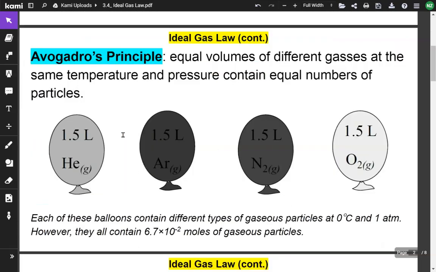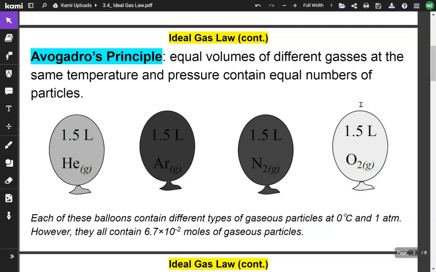All right, so let's talk about Avogadro's principle. Yes, it's the same Avogadro that developed the 6.02 times 10 to the 23rd. That same guy. So Avogadro's principle is equal volumes of different gases at the same temperature and pressure contain an equal number of particles.